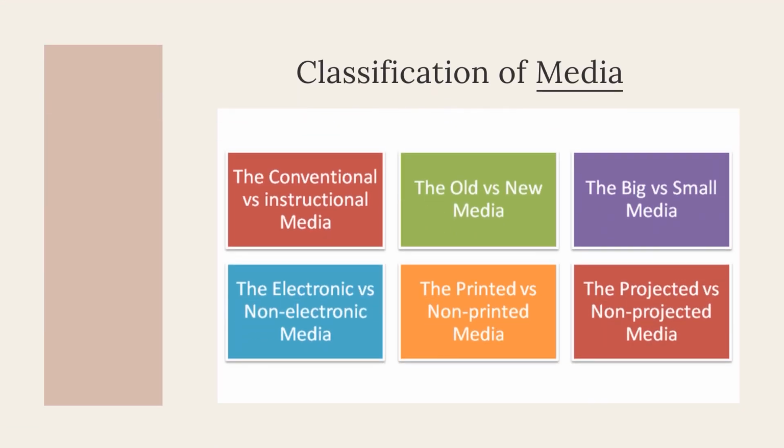Alright, so there are actually 6 classifications of media, which are conventional versus instructional media, old versus new media, big versus small, electronic versus non-electronic, printed versus non-printed, and projected versus non-projected media. And we are going to talk about each one later on in this class.